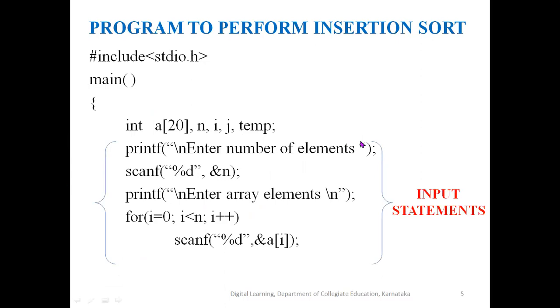Program to perform insertion sort. Here we have the variables: A is an array which can hold a maximum of 20 elements, and n is a variable to store the number of elements in the list. I and j are used for looping purposes, and temp is a variable to hold a value temporarily. We have the input statements which accept the n value and accept n number of elements into the array A.